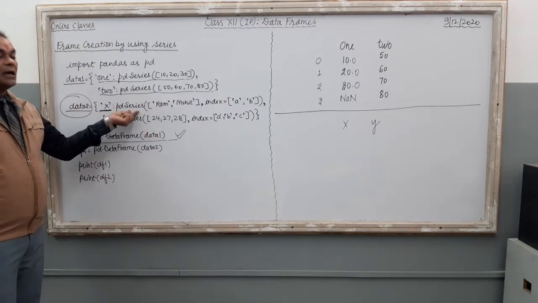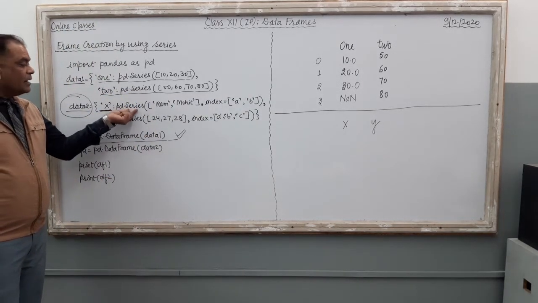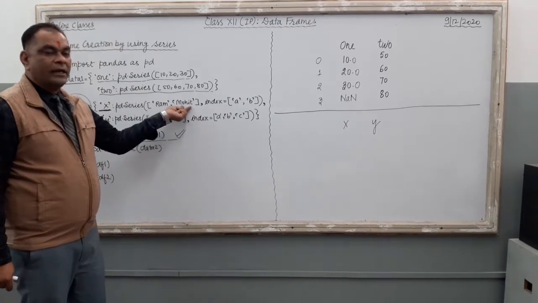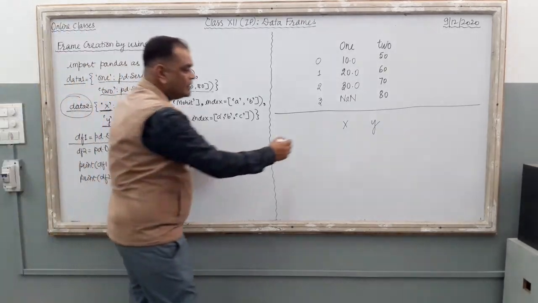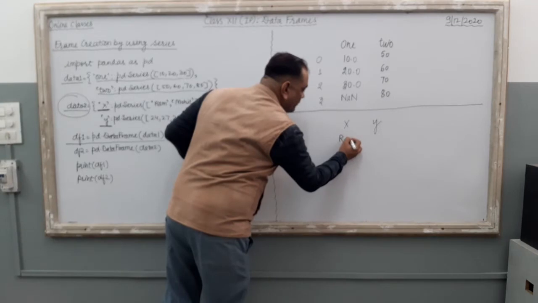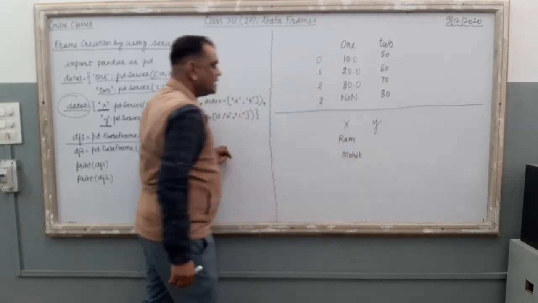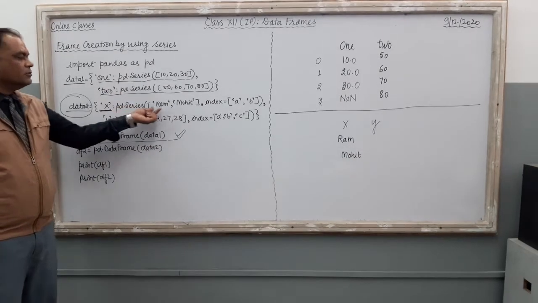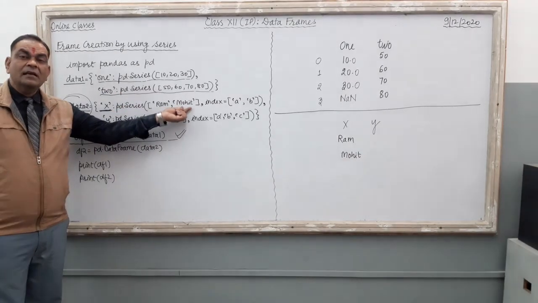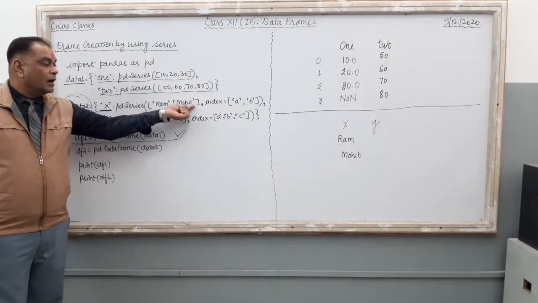Now just see. X की वैल्यू पता करोगे. What is the value of X here? pt.series Ram and Mohit. 2 values are there with this X. तो इस कॉलम में आ जाओ. In the first part Ram and the second part it is Mohit. ठीक है? X values Ram and Mohit. It is a series of a list object.